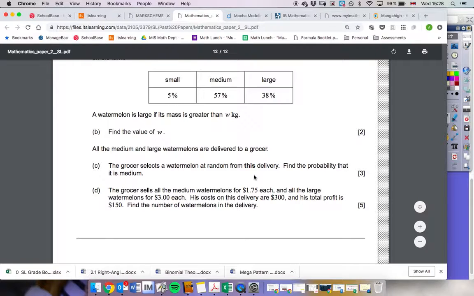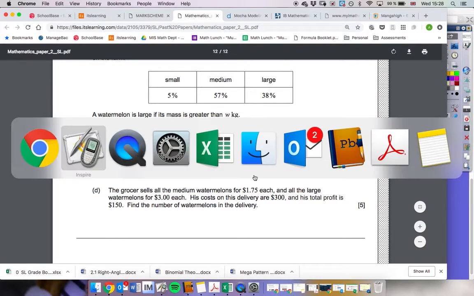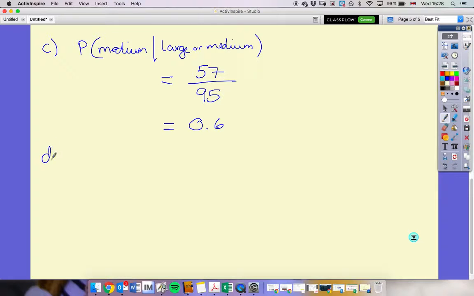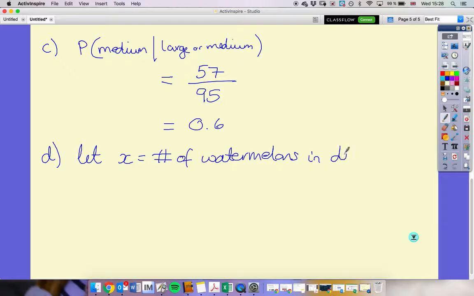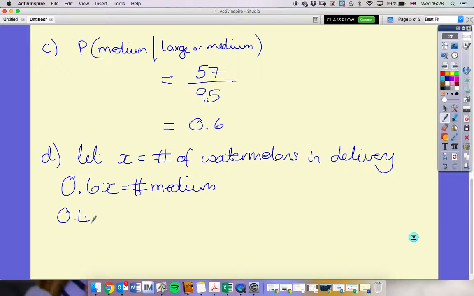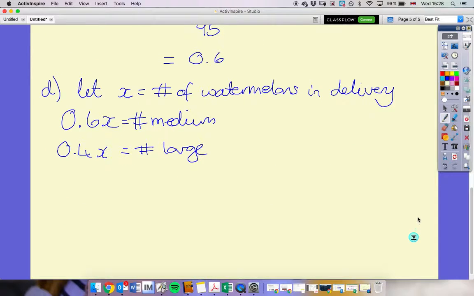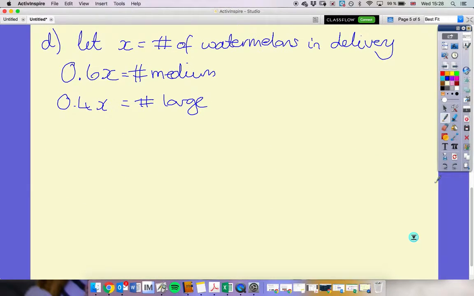So we don't know how many watermelons we have, do we? That's the first problem. So for part D, I'm going to let x equal the number of watermelons in the delivery. Now I've just found out that I should have 0.6 of them as medium. So this is the number of medium. And obviously that leaves 0.4x as the number of large. Okay, so let's go back and see how we're going to construct an equation from this.